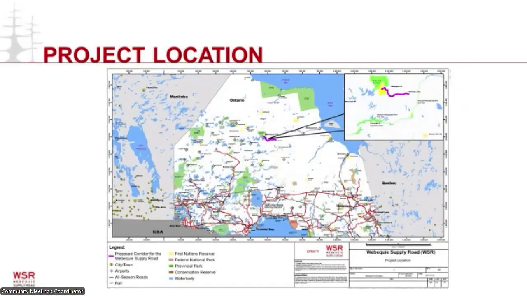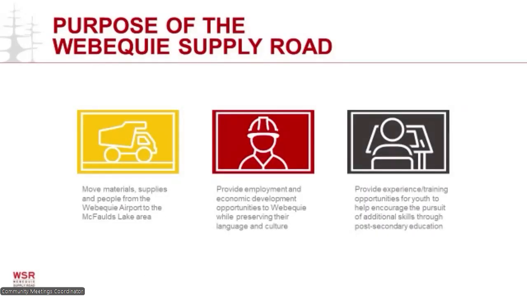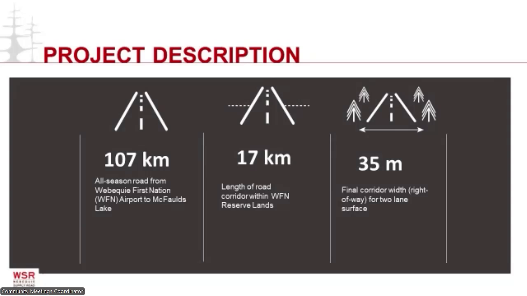Webakwe First Nation is about 200 to 250 kilometers from the Hudson Bay and James Bay coasts, and the planned Webakwe Supply Road runs south of Webakwe and then east to the Ring of Fire area. The purpose of the Webakwe Supply Road is to move people and supplies to the Ring of Fire area, create jobs and business opportunities for community members, as well as skills training opportunities for young people. As this is Webakwe's project, this would be done in a careful, sensitive way that will preserve and strengthen the community's language and culture.